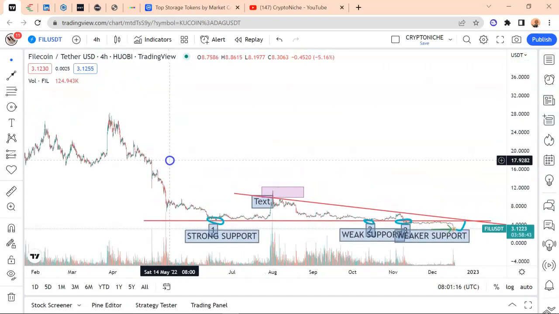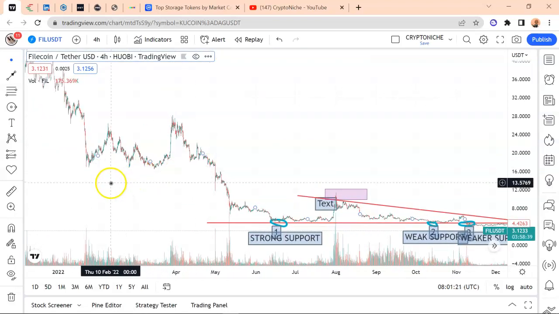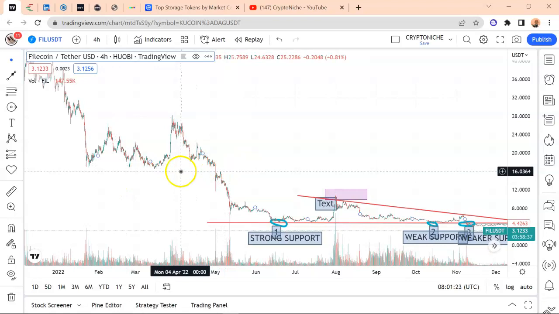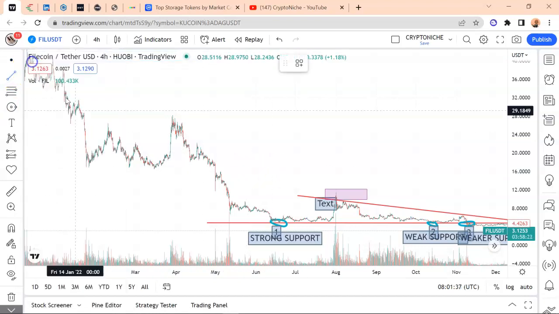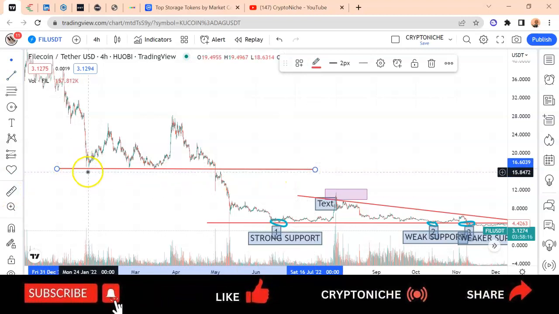So that's the trend. Look at this support here. What can you say? This time around, it was tested 4 times. There are times that a support will be tested like 4 times. Don't be deceived, guys. Look at this, it was tested 4 different times. It was strong at this point.